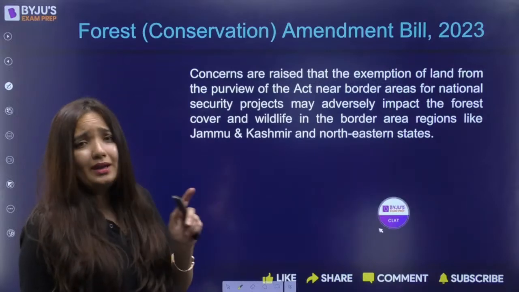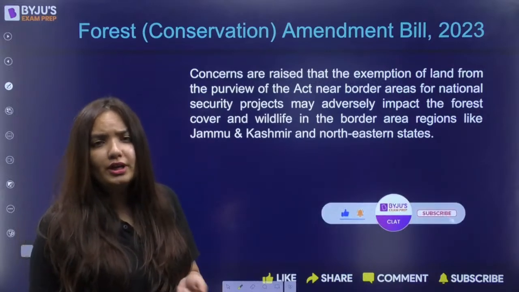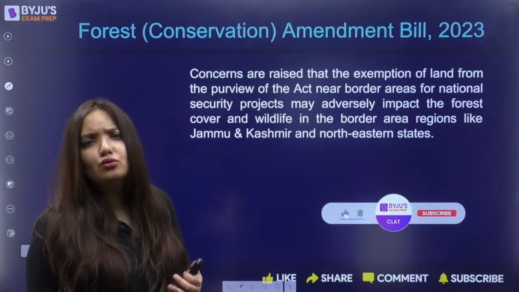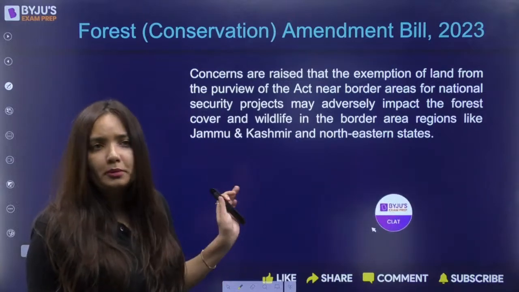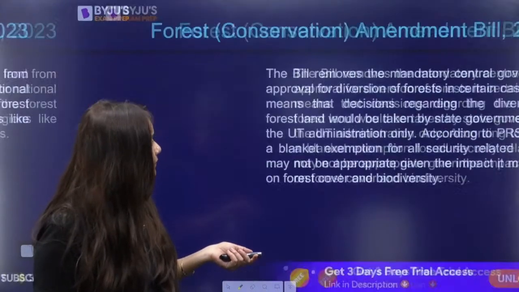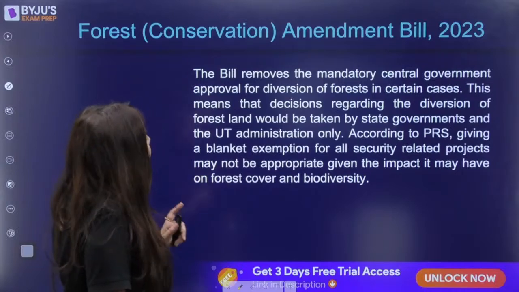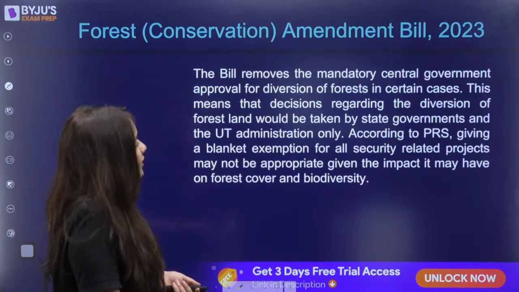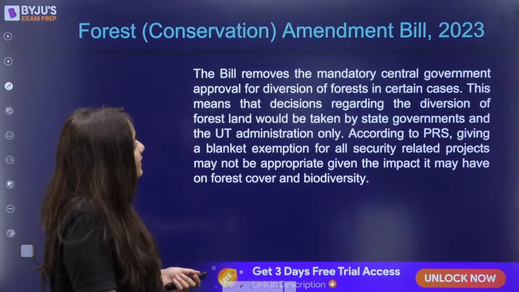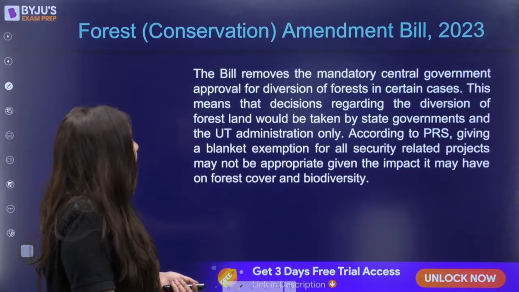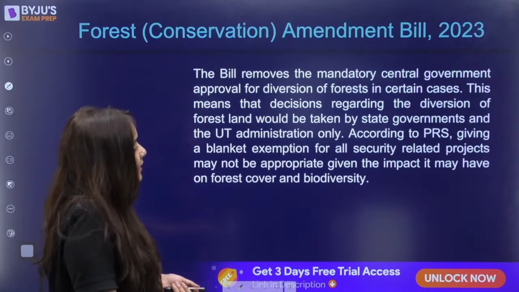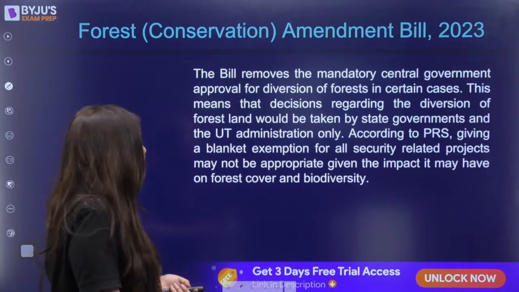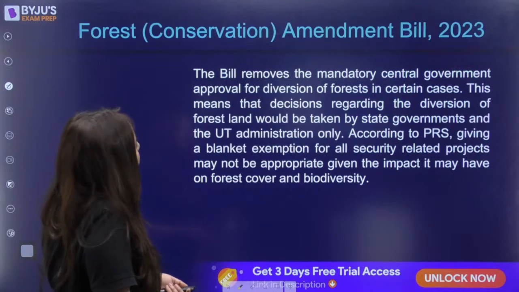It's very vague. What kind of projects, what national security, how do you classify national security? What kind of projects are you looking for when you are willing to clear the forest? There is no permission that is required. You just clear them, remove them, right? The bill removes the mandatory central government approval for diversion of forest in certain cases. One of them is the security related project, like I just said. This means that decisions regarding the diversion of forest land would be taken by state governments and the UT administration only. According to PRS, giving a blanket exemption for all security related projects may not be appropriate given the impact it may have on forest cover and biodiversity.